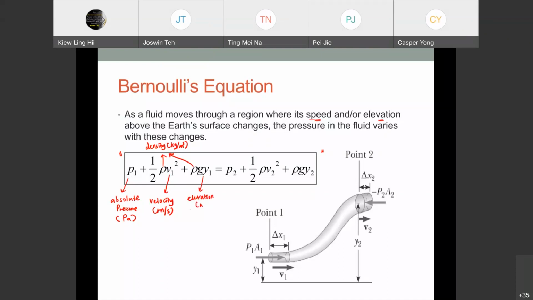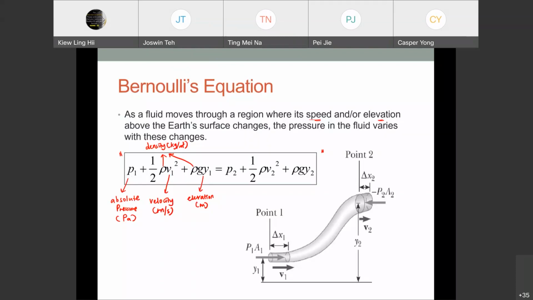Elevation means the height. So usually for this one, you need to have a reference point which is as 0, and how much is the elevation? Okay, so the total expression here will be the same for every point. That is conservation of energy.